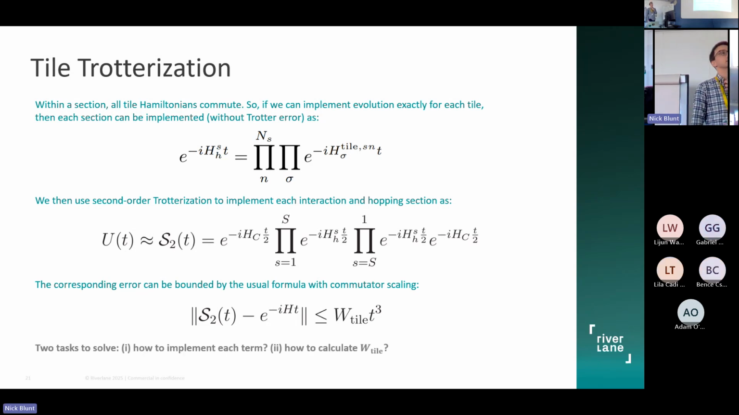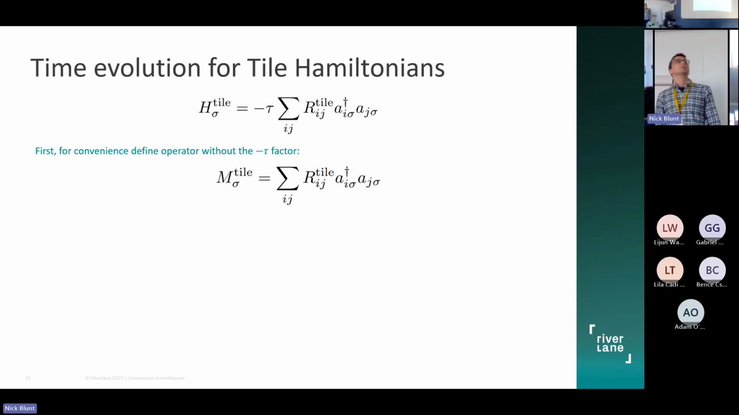So the two tasks that we need to solve are, firstly, how do we implement time evolution for these tiles? And then secondly, if we want to do some costing, we need to know how big this Trotter error norm is. So firstly, looking at how we implement time evolution for these tiles. So we can write the tile Hamiltonian like this in terms of this adjacency matrix, R tile. So again, this just encodes the connectivity of this tile. For convenience, we can drop the factor of minus tau and work with this operator M instead.